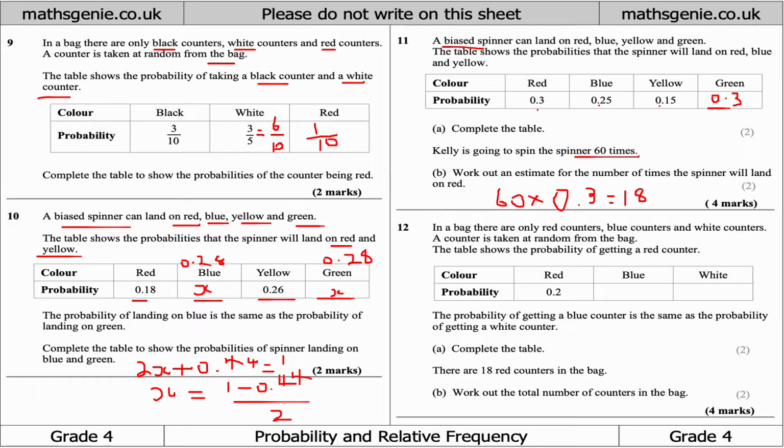This is question number 12. In a bag, there are only red counters, blue counters, and white counters. A counter is taken at random from the bag. The table shows the probability of getting a red counter. The probability of getting a blue counter is the same as the probability of getting a white counter. Complete the table. Well, it's 1 take away 0.2, which is 0.8, and then I'm going to divide that by 2 because they are equal probability outcomes, which is 0.4.